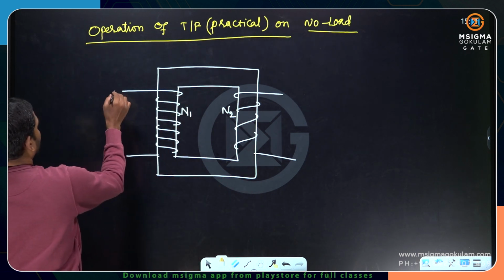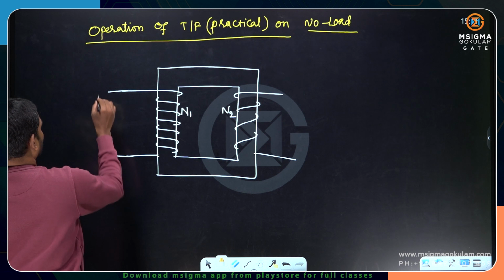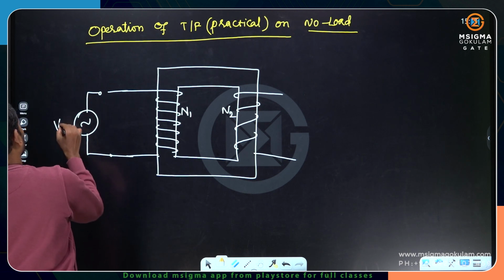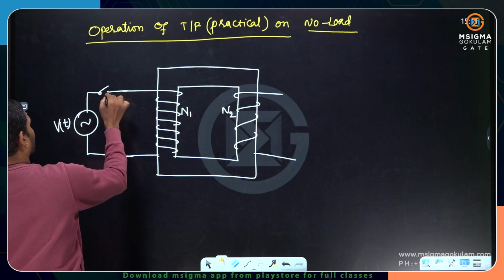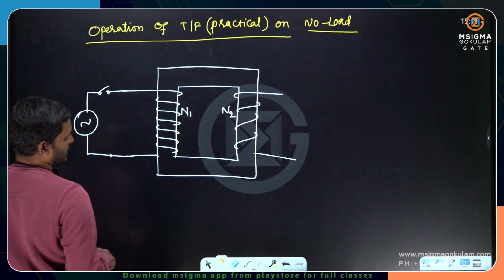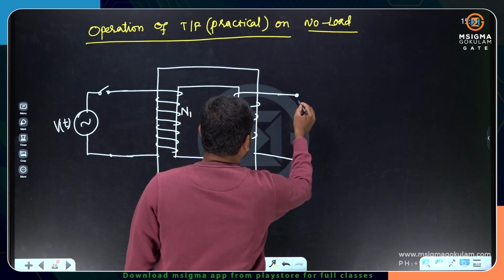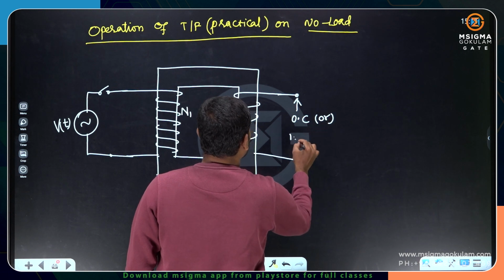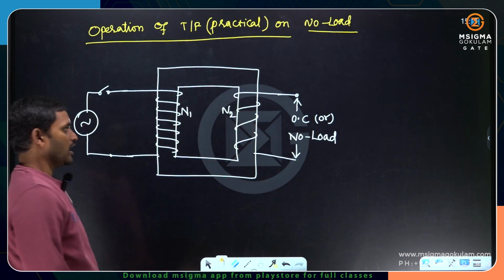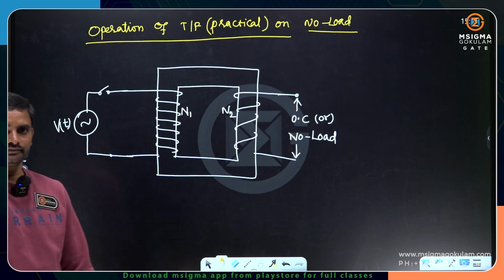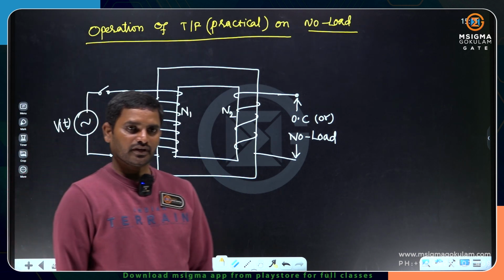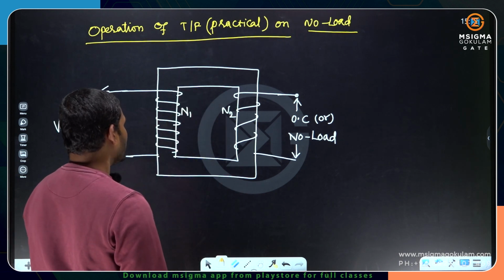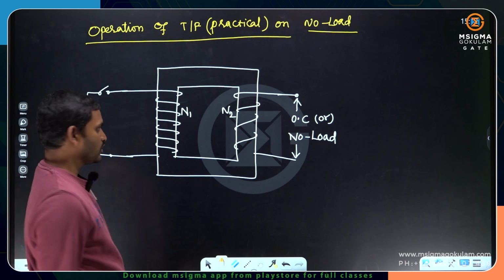Here I am going to place the alternating voltage source V of t, and I am providing a switch here. I am not placing any load here, so I am making it an open circuit, or otherwise you can also call it no load. Open circuit condition, or otherwise no load condition.